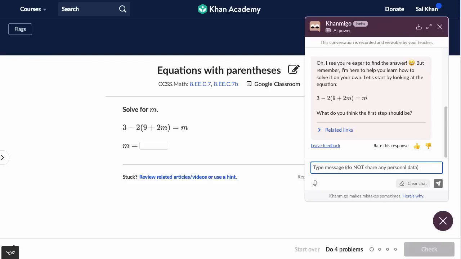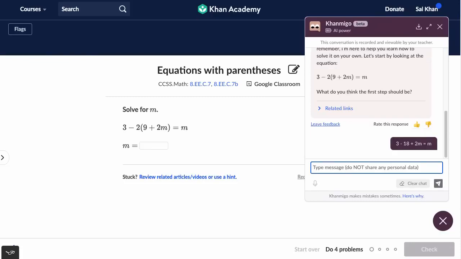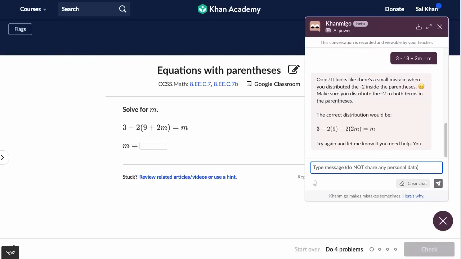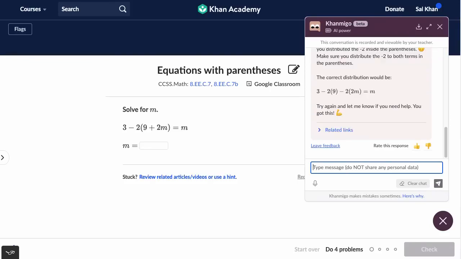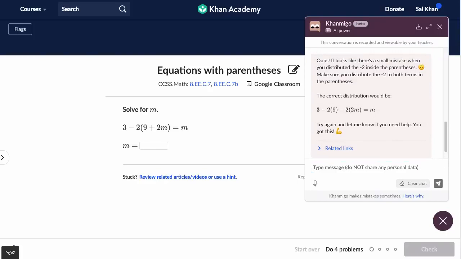And let me actually do a mistake here. So let's do 3 minus, this is a common mistake when distributing, only multiplying it times the first term, minus 18 plus 2m is equal to m. It says, oops, it looks like there's a small mistake when you distributed the -2 inside the parentheses. Put an upside down smiley face. Make sure you distribute the -2 to both terms in the parentheses. The correct distribution would be this. Try again and let me know if you need help.